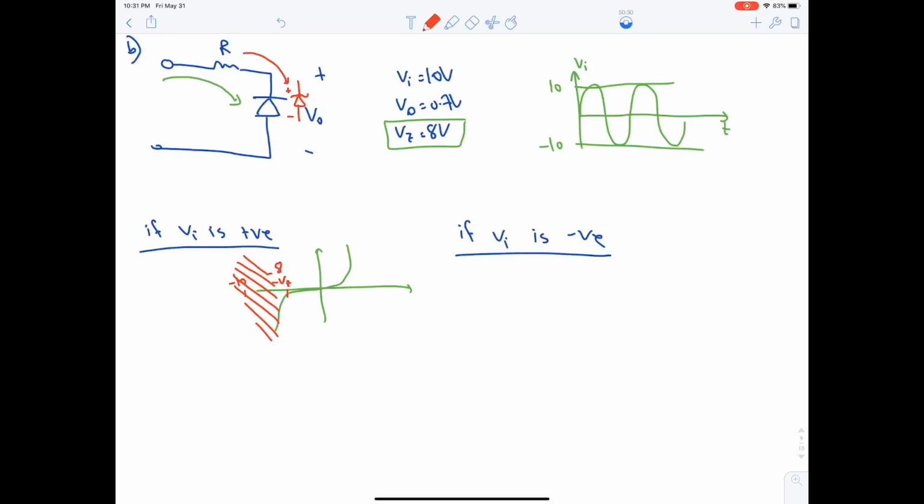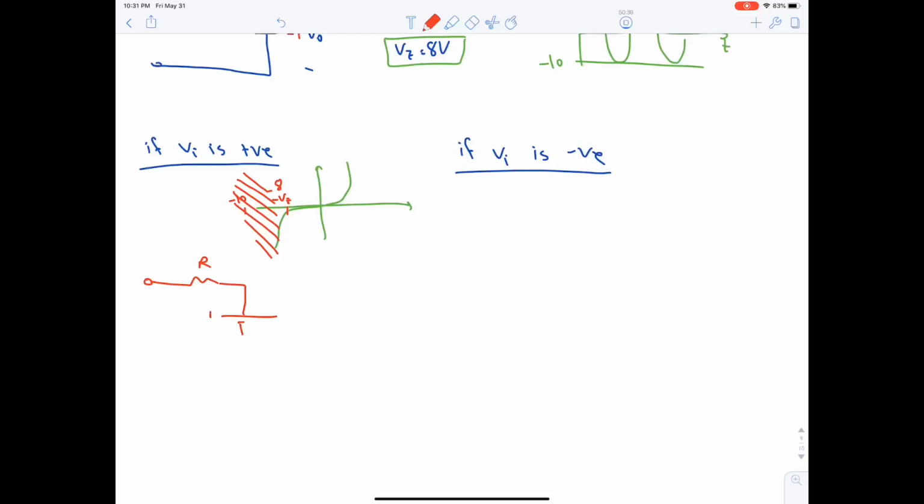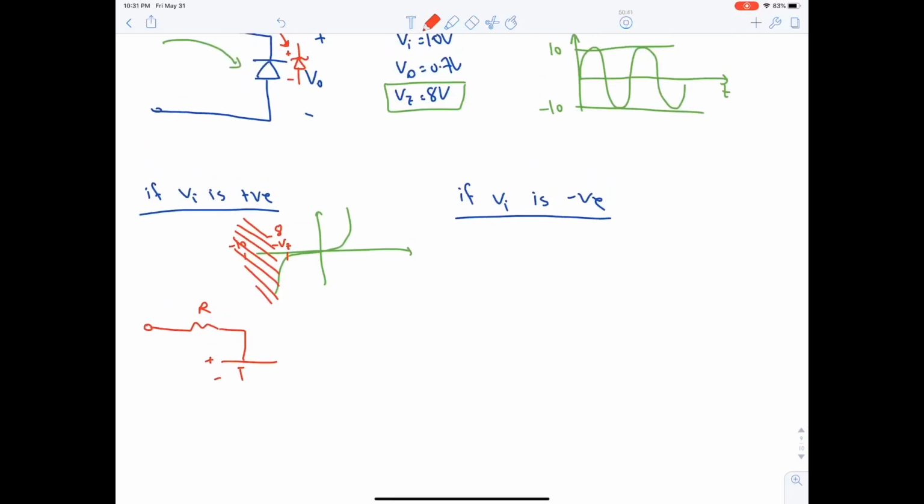And as the current is flowing in this direction, then the Zener will be on. So here we're having a resistance and then Zener with positive here and negative here. Okay. So this is V output. Vz is 8. So V output is 8 volt.